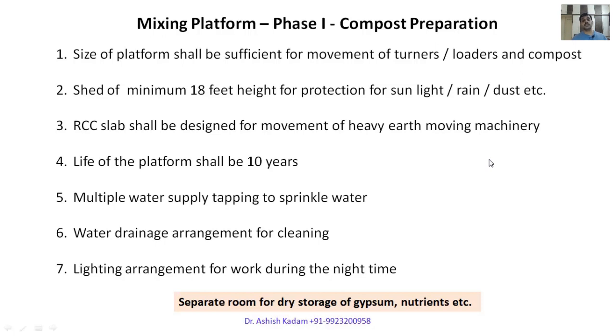Then fifth, there should be water supply tappings available to sprinkle water frequently when you are turning the compost, because a lot of heat is generated in this entire process, as we have seen. Then sixth, a proper efficient water drainage arrangement for the cleaning. Seventh is the lighting arrangement for work, so that people can work across the 24 hours, and we can speed up the entire process.